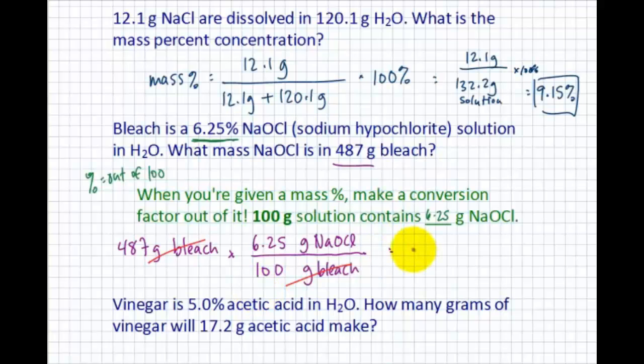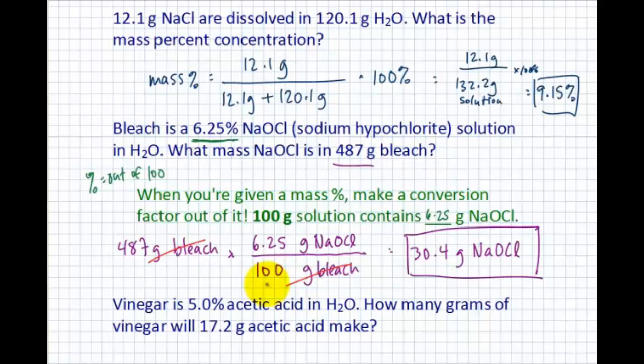It's just 30.4 grams of NaOCl. And the nice thing about this is it's easy to check your work, right? Really, the only mistake you could do here was setting that fraction up wrong, okay? Or maybe trying to start out with a conversion with the percent, but you can't do that because that percent doesn't cancel with anything.